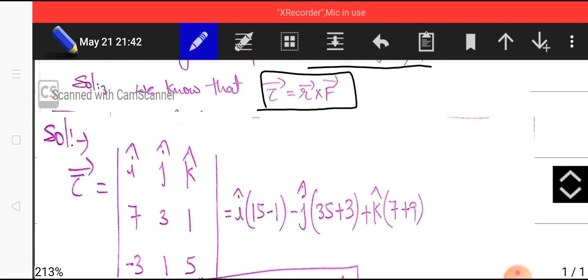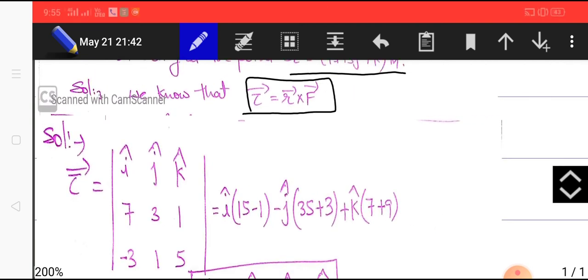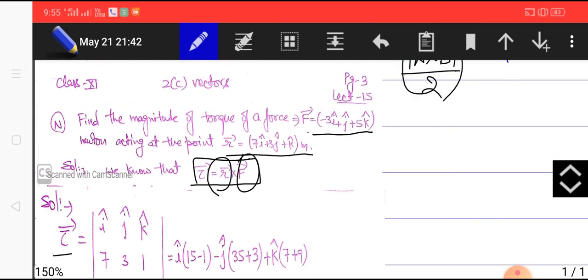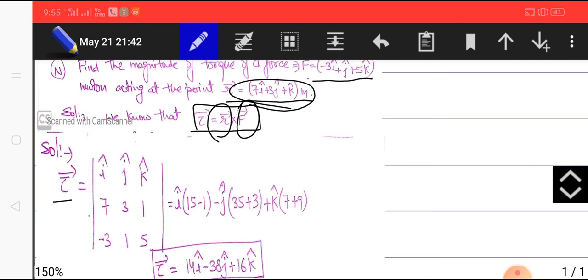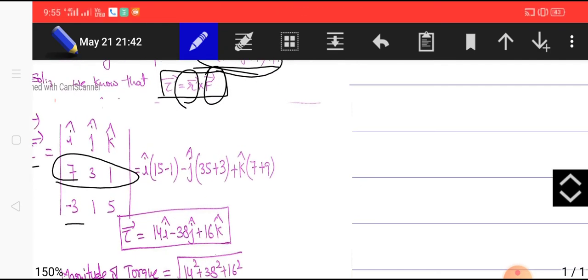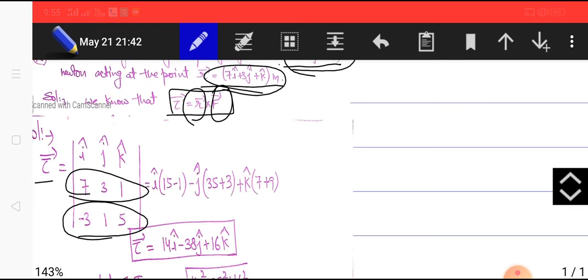So evaluating r cross F, please pay attention here that torque is equal to r cross F, hence we will write the coefficients of r first and F second. If it would have been F cross r, then we would write F first and r after.